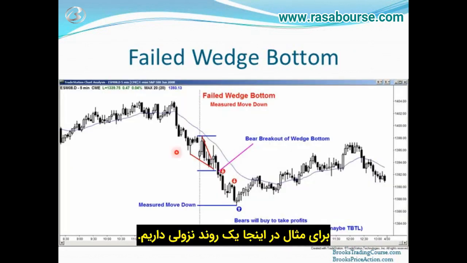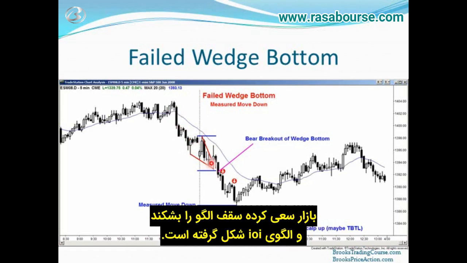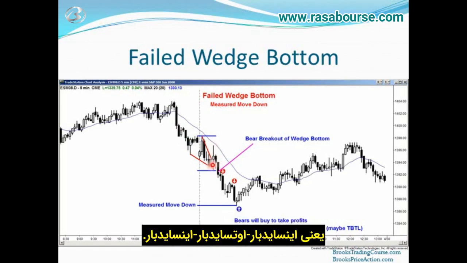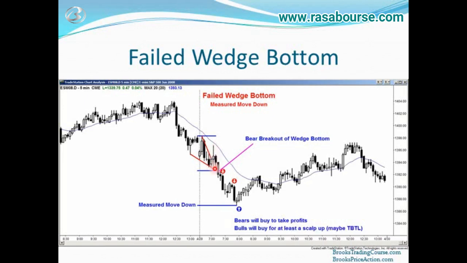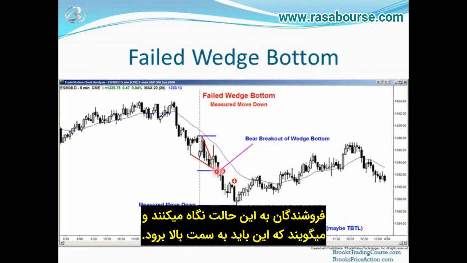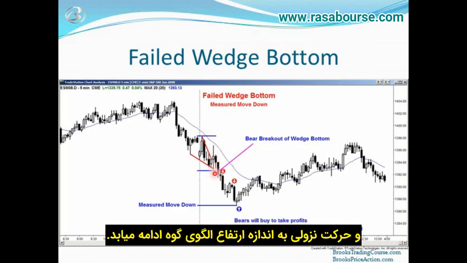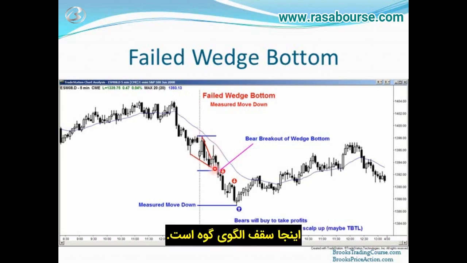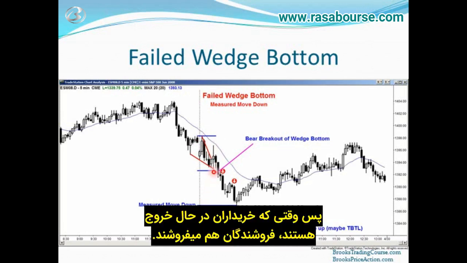So for example, here's a bear trend and a wedge bottom with a decent bull inside bar for the signal bar. It tried to break out of the top, and now we have an IOI pattern, an inside bar, outside bar, inside bar with a bear body. The bulls who are long in here will exit below the bottom of the wedge, the bottom of this outside bar. Bears will look at this and say, this should go up. If it goes down, it probably will go down at least 2 legs, and at least for a measured move based on the height of the wedge. Here's the top of the wedge, here's the bottom of the wedge, here's a measured move down.